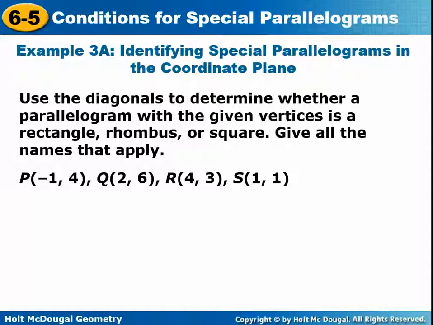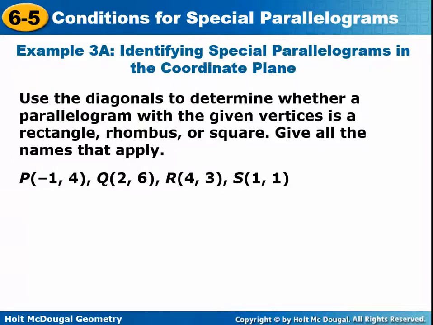All right, now we're going to move on. We're going to say if you have these vertices, can you tell if it's a parallelogram, which they're telling us it is, a rectangle, a rhombus, or a square? So if you can't figure out any of them, you just say parallelogram, since they said it is a parallelogram.